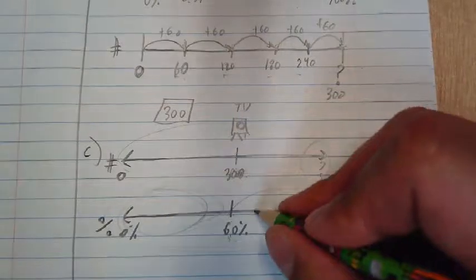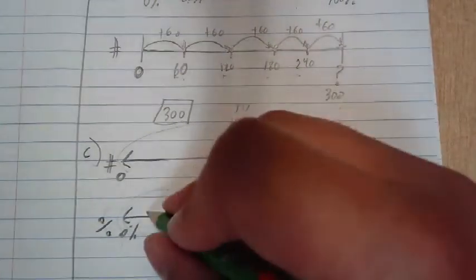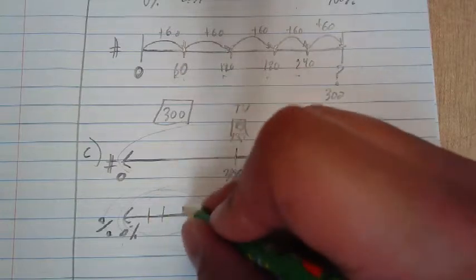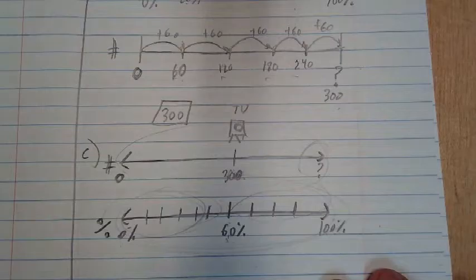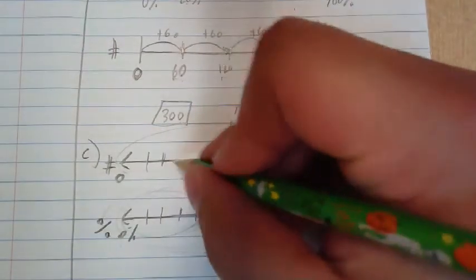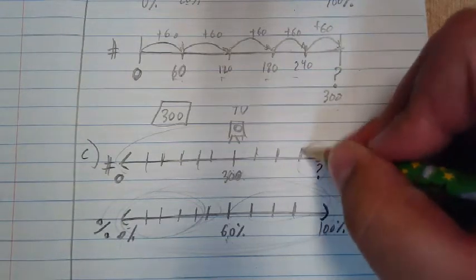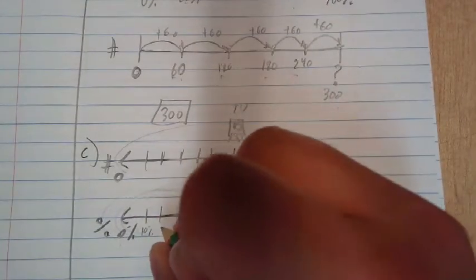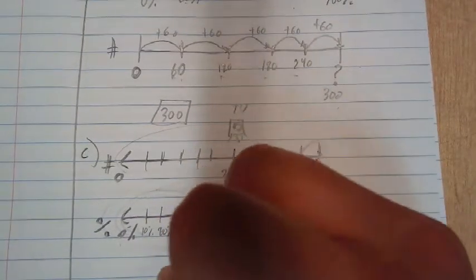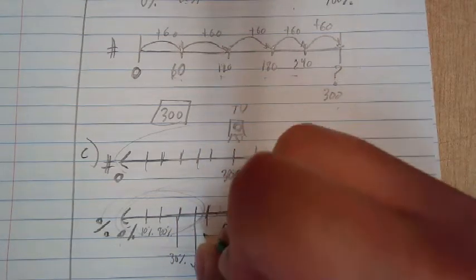All right? So let's see. 70, 80, 90, 100, 10, 20, 30, 40, 50. All right, I can break it up into 10 parts. And I'll do the same thing here. The total, 10 parts. It's a little cramped, but I think you can see what I'm doing.